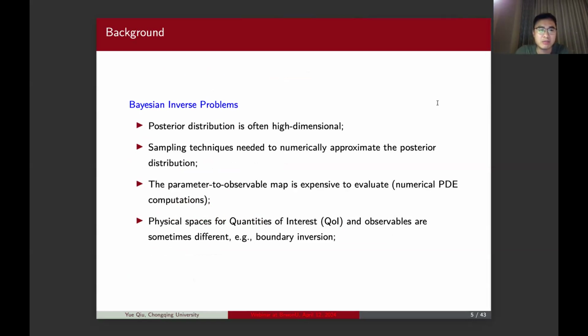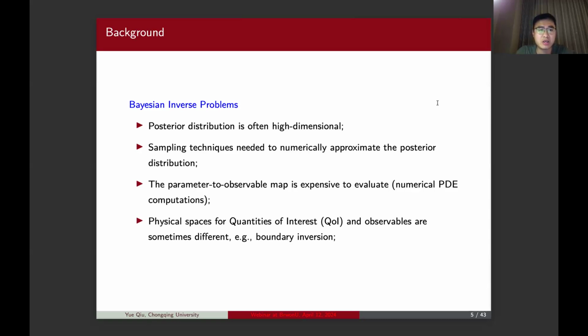So the basic background is that we are often interested in the posterior distribution for PDE inverse problems. This posterior distribution is often high dimensional, and since for many complicated PDE problems the posterior distribution cannot have an analytical form, we often need to solve it by sampling. But sampling this high-dimensional posterior distribution is pretty challenging due to the high computational cost.